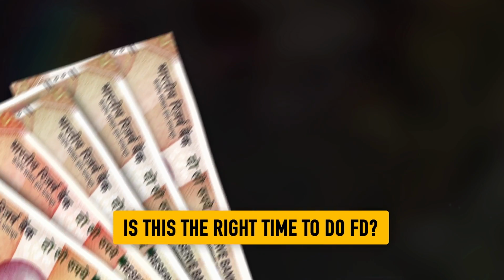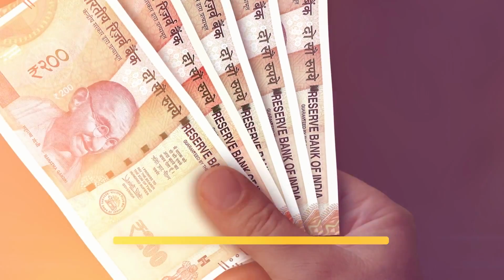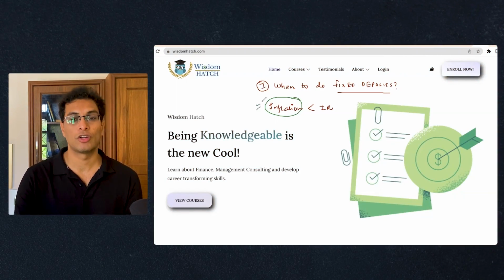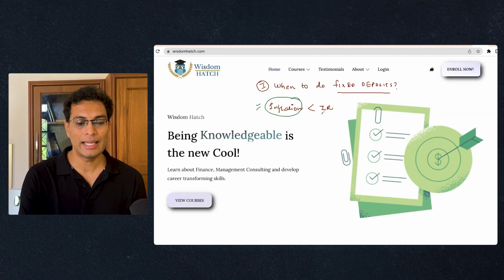Nowadays, you might have observed that the FD rates in banks are fairly good and many people are preferring to do fixed deposits. Now, is this the right time to do fixed deposits? Why not? Is there any logical explanation behind it? The best time to do fixed deposit is when the general level of inflation, or the target inflation which RBI is setting, is lower than the interest rate.